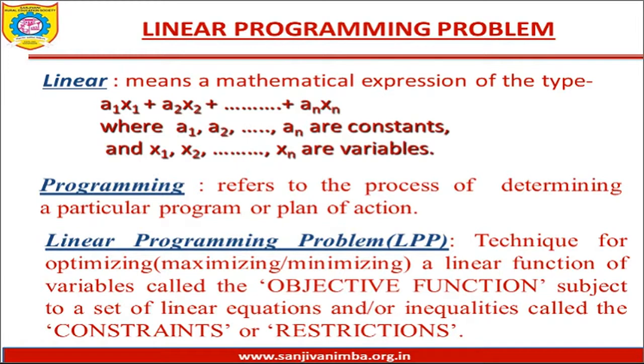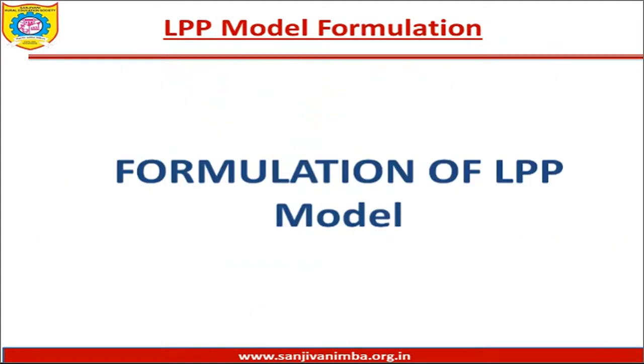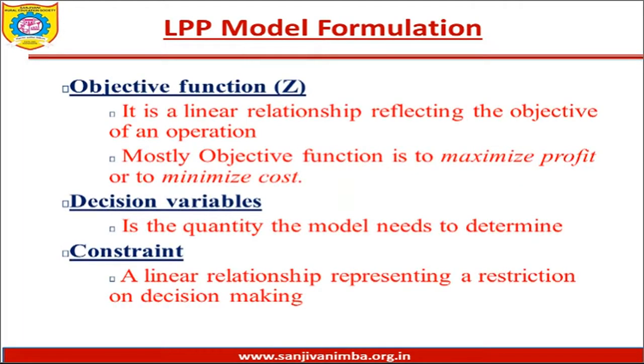Okay, moving further, how to formulate these LPP models. For doing the same, we need to understand the terminology of LPP. So, number 1, objective function, which is also denoted by the letter Z. An objective function is simply a linear relationship which reflects the objective of any operation.